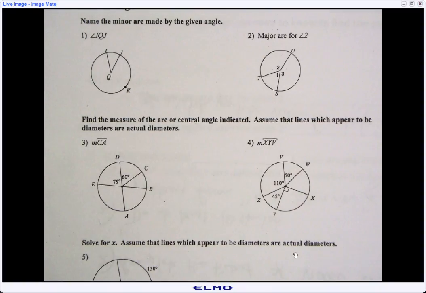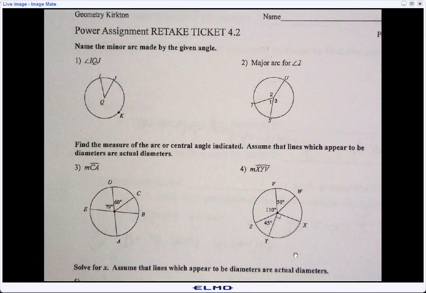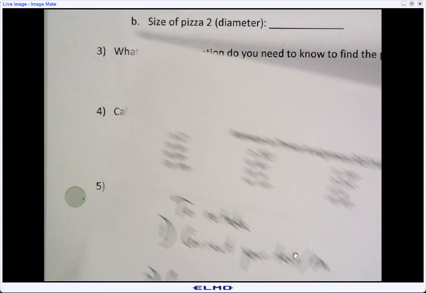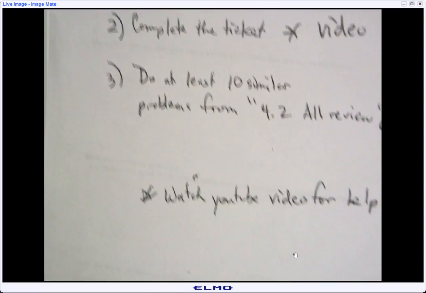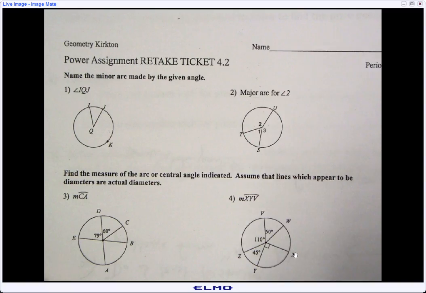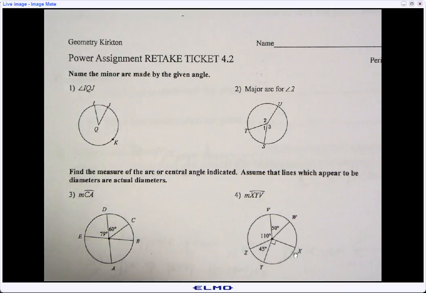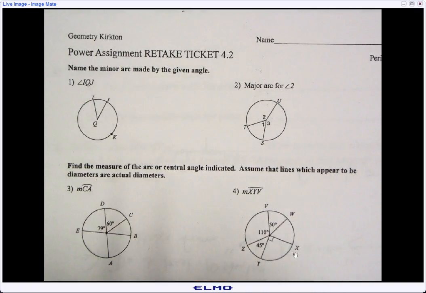This is your retake ticket for Power Assignment 4.2. As a way to go through explanations, the answers are on the back here, and also the things that you need to do to be able to retake this, but this includes the explanations. Okay, so I'm going to go through just kind of quickly through each of the problems. Pause it, replay it if it's too fast.